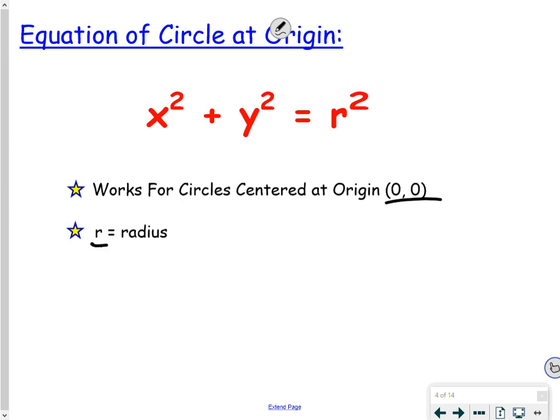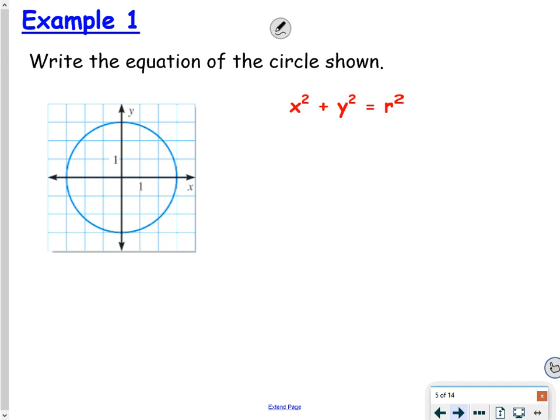Note that r is the radius. So one thing that's different about this is in the equation we're going to see r squared. You've got to be aware that that's not r, that's r squared, just like when using Pythagorean theorem.